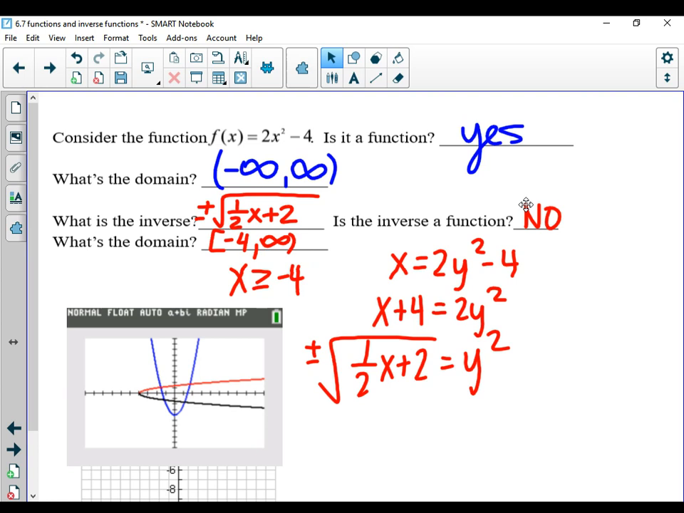Okay, so what could we do looking at the original function that would tell me if my inverse is a function or not? Okay, so think about it. What could I do to my original function so that I would know if my inverse was a function or not?